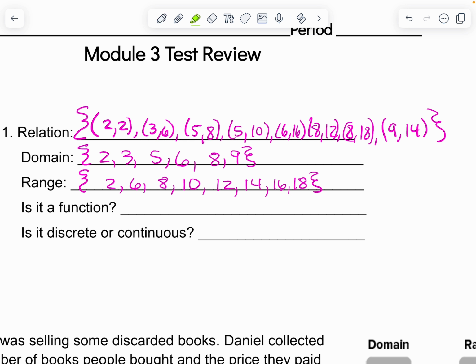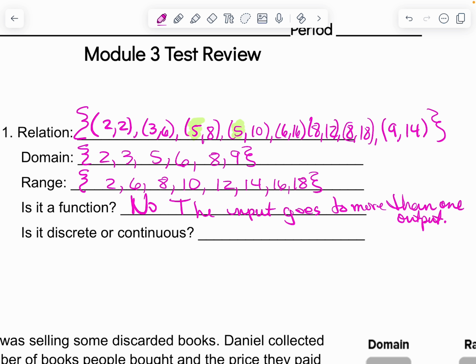Now, is it a function? Well, we have a problem here, Houston. We have repeating x values, so that means that the input doesn't go to exactly one output. So no. The input goes to more than one output.